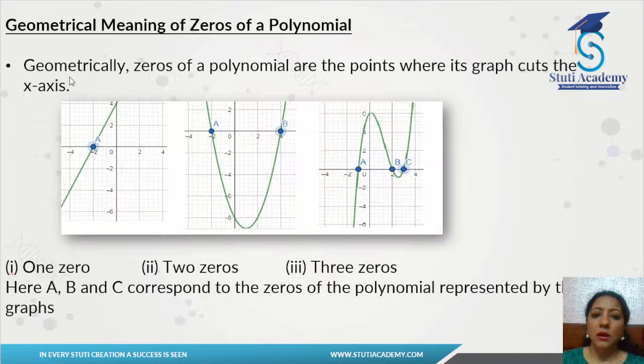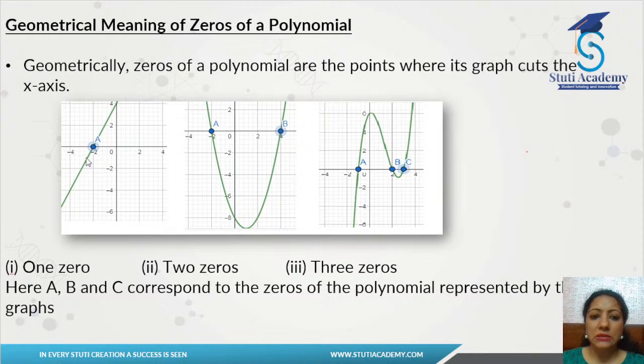Now, geometric meaning of zeros of the polynomial. What do zeros of the polynomial mean geometrically? Geometrically, zeros of a polynomial are the points where its graph cuts the x-axis. So when a polynomial is given to you and you have to draw the graph of the same, the points at which the graph cuts the x-axis, those are zeros of the polynomial.